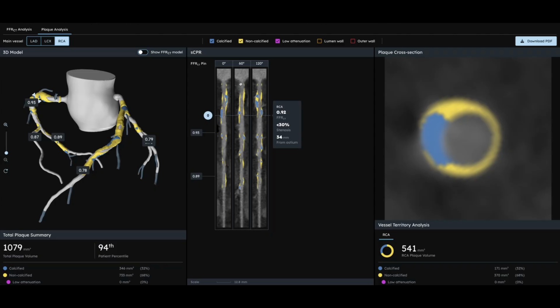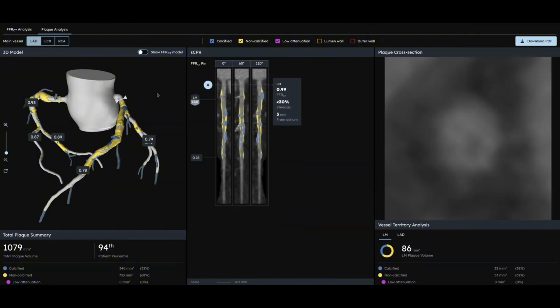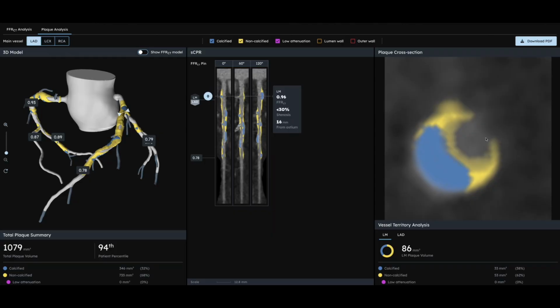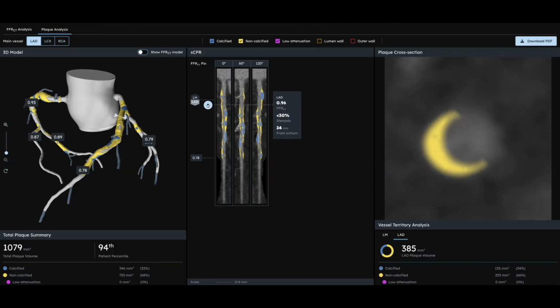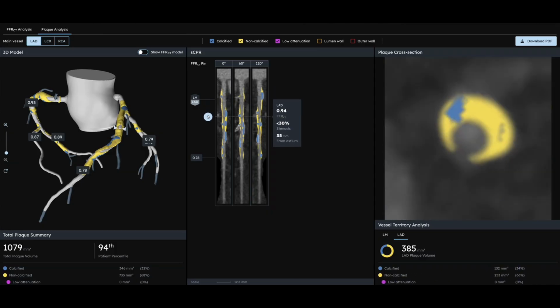Now, as we go through the vessels, we can actually scroll through them. Starting in the LAD here, we can start in the proximal part, which is the beginning of the vessel. On the right-hand side, we can see the cross section. And in the middle, that's where blood flow goes through. But one of the most important parts that we care about is how much stenosis this patient has.